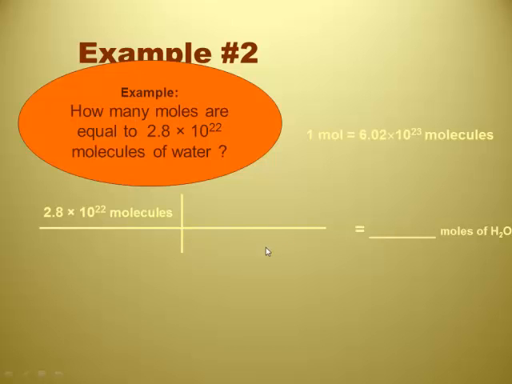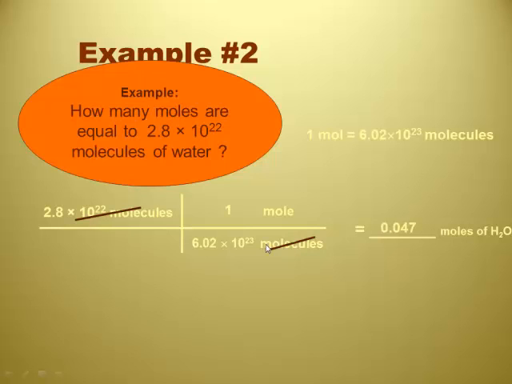So molecules on the bottom so they cancel, and moles on top then. Yep, beautiful, following just the units. And according to the definition, 6.02 times 10 to the 23rd molecules on the bottom, and 1 mole on top. Okay, so then we check the units. The molecules do cancel with the molecules. And the math becomes 2.8 times 10 to the 22nd divided by 6.02 times 10 to the 23rd.